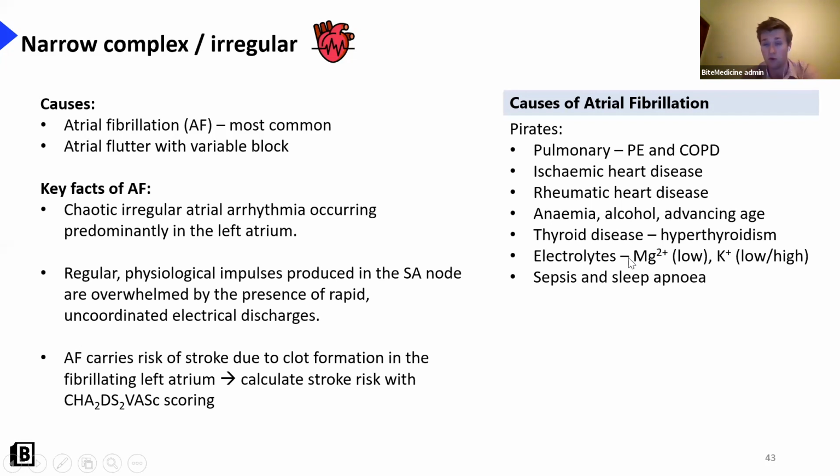Again, I'm not going to go through them all again, but it's the same. The causes of atrial flutter and atrial fibrillation are very, very similar. Quite a lot of these are reversible causes. PE you could potentially reverse, electrolytes you can definitely reverse, hyperthyroidism. So definitely some things to think about when exploring why somebody has atrial fibrillation. And here it is, just an irregular rhythm with no P waves.